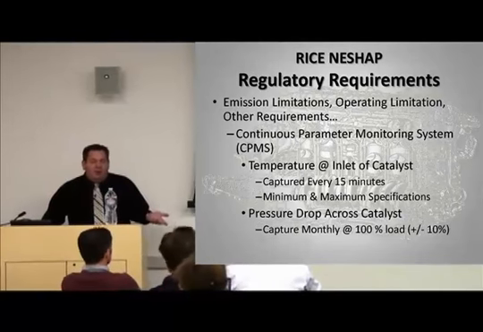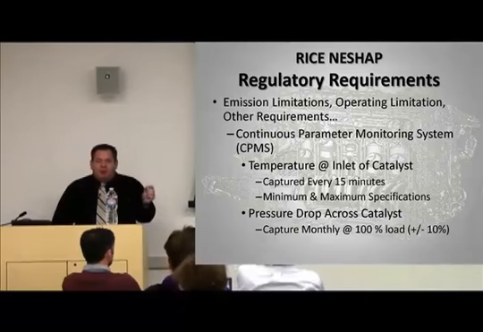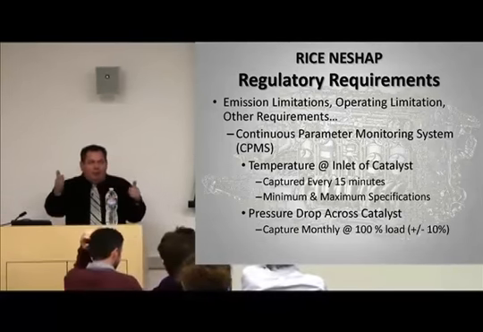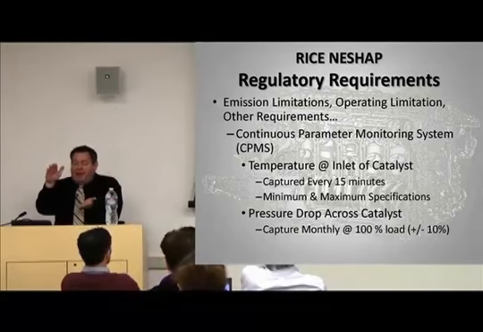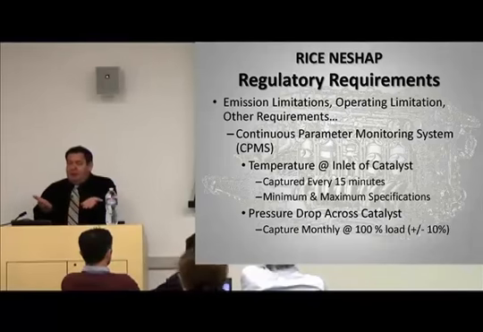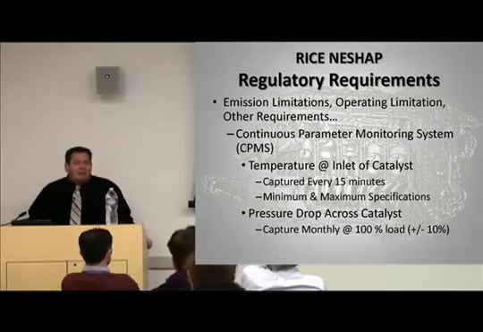All right, another kind of operating limit or other requirement is a continuous parameter monitoring system. This is for engines with catalysts. One part of this continuous parameter monitoring system is temperature. So they want a temperature probe put at the inlet of the catalyst, and that the inlet temperature of the catalyst is supposed to be maintained between a minimum and a maximum temperature. So we establish that a minimum temperature is required because until a catalyst comes up to temperature, it doesn't do any good.